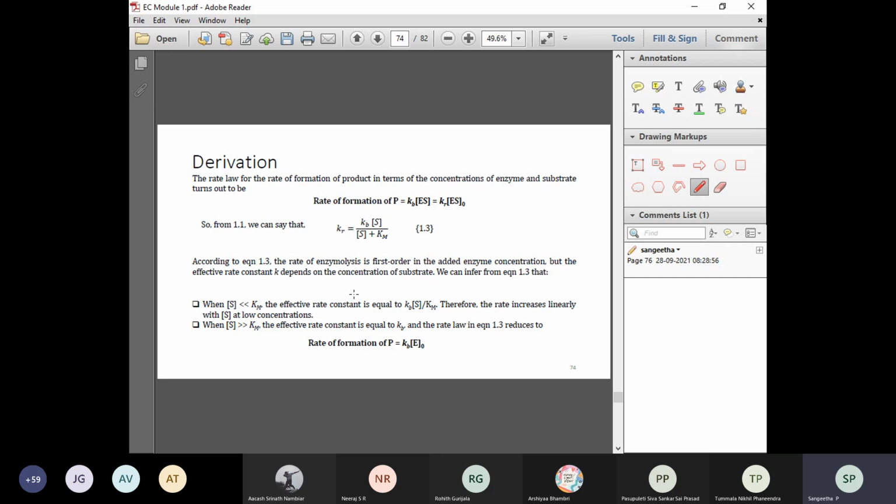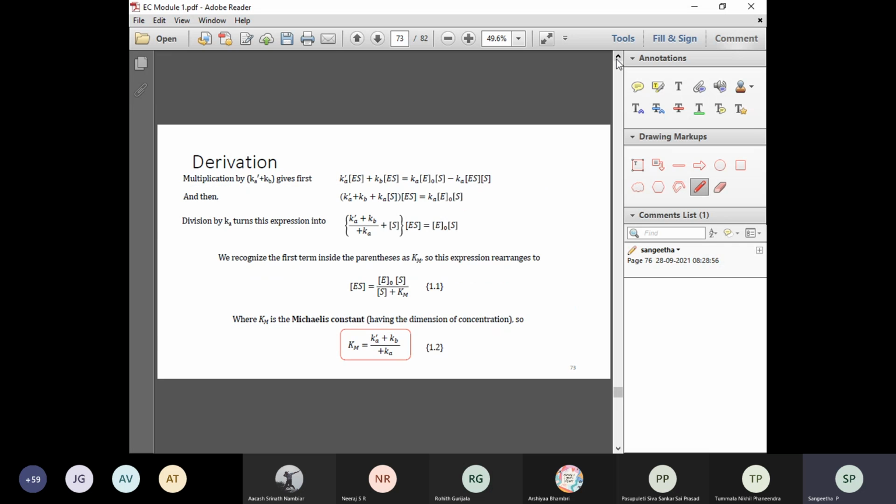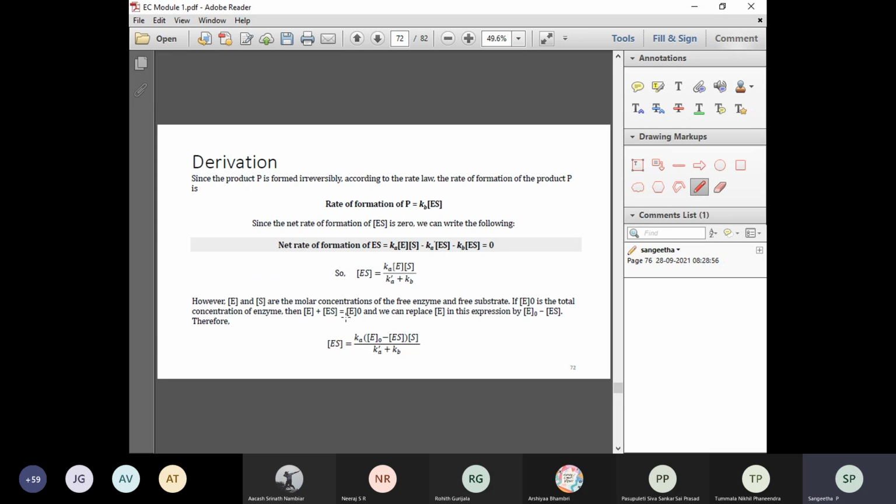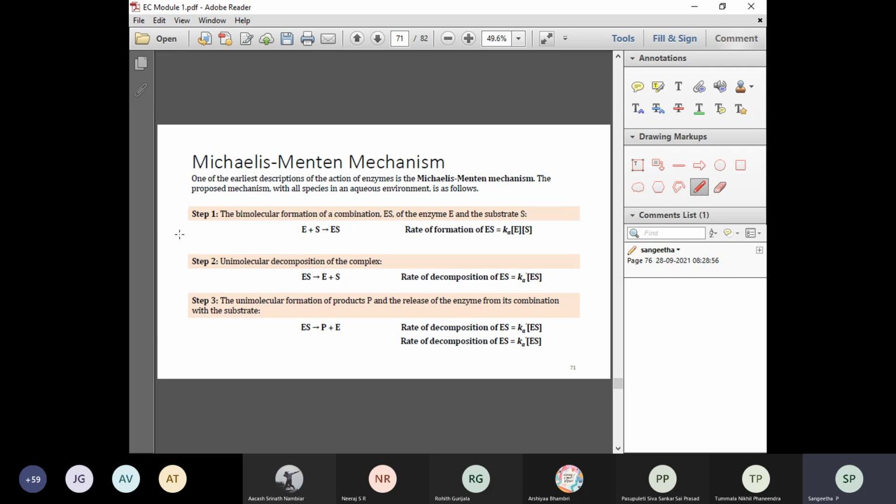So we're just seeing all the equations from the beginning. I'll just tell you all these three things we were just talking about: the bimolecular formation, unimolecular decomposition, and then the unimolecular formation of products. With respect to that, we were proceeding with the steps: the first step, second step, and the third step. Anyway, the third step is going to be the rate determining one.